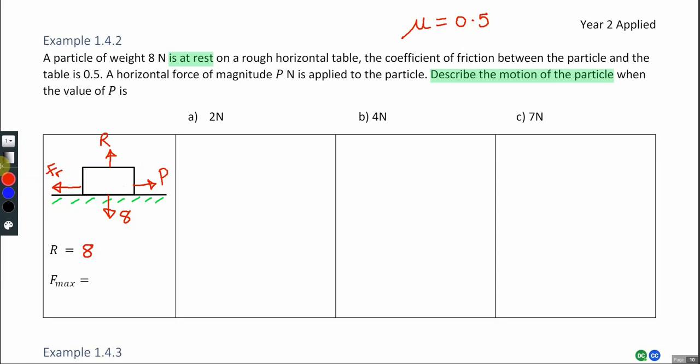So therefore F max, using a formula from the previous page in your notes booklet, which is mu times R, is going to be half times 8, so 4 newtons. So 4 newtons is the strongest that the friction can be in this situation. So part A, what if the pushing force or pulling force P was just 2 newtons? Pause the video and have a think. Would the object move? If so, how would it move?